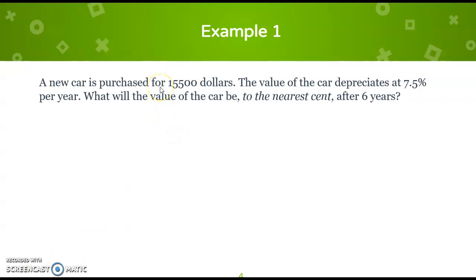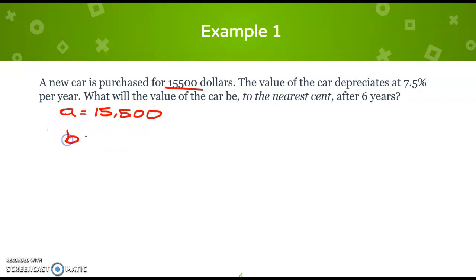So I have a new car and it's purchased for $15,500. The value of the car depreciates at 7.5% per year. What will the value of the car be to the nearest cent after 6 years? So the first thing I have to do is find out what a is. And remember, a is our initial value. This is how much we initially purchased the car for, and we could tell that it was $15,500.